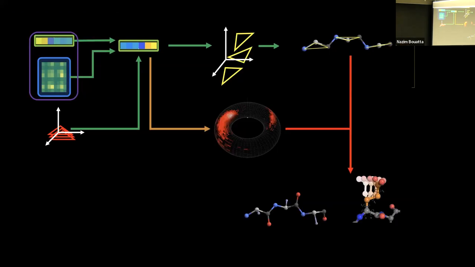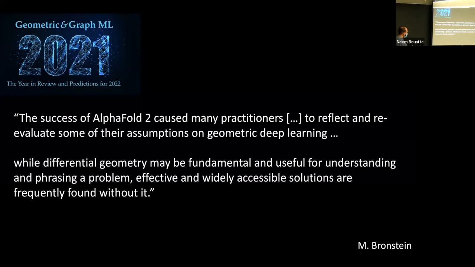I have to say that the whole procedure here was a bit mysterious for many practitioners. Let me turn briefly to Michael Bronstein, whom some of you know, a leading figure in geometric deep learning. He has this very nice contribution about 2021 geometric and graph machine learning, where he was reflecting on the progress that was achieved and the prospects for the future. And obviously he was reflecting on AlphaFold2. I quickly quote Michael Bronstein to highlight why the equivariance and structure module in AlphaFold2 was surprising. The success of AlphaFold2 caused many practitioners to reflect and reevaluate some of their assumptions on geometric deep learning. While differential geometry may be fundamental and useful for understanding and phrasing a problem, effective and widely accessible solutions are frequently found without it. So what's the reason for this comment?